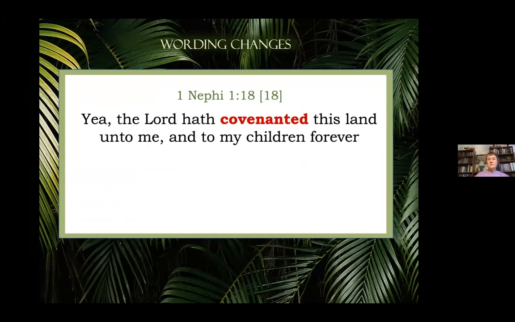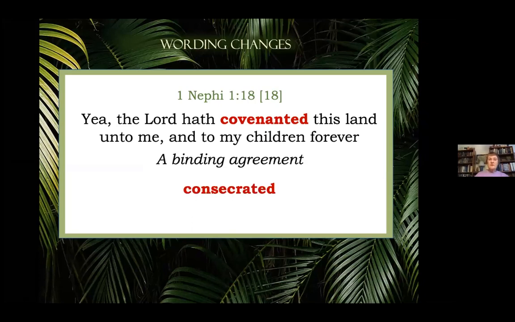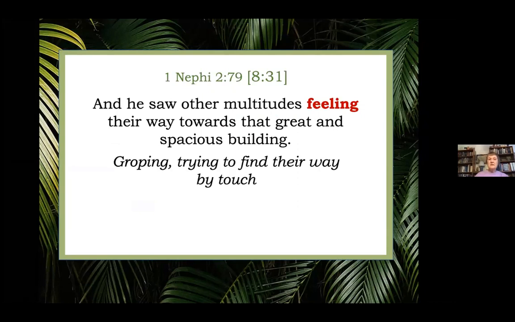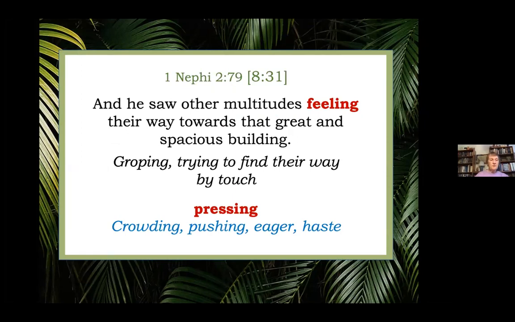Some words change, because the Lord hath covenanted this land unto me and my children forever means a binding agreement. But with the study, we found out the word should have been consecrated, which means set apart, dedicated, or holy, which makes it much more sacred. Another one was in Lehi's vision, a multitude was feeling their way. The missing word was pressing. And pressing makes it crowding, pushing, eager, much more aggressive than just kind of stumbling, feeling your way around.